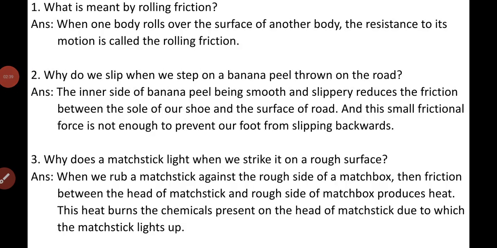Question number 3. Why does a matchstick light when we strike it on a rough surface? Whenever we rub a matchstick against the rough side of a matchbox, there will be friction between the head of the matchstick and the rough side of the matchbox. Friction produces heat. This heat will burn the chemicals present on the head of the matchstick, due to which the matchstick lights up. So the matchstick catches fire and starts burning.